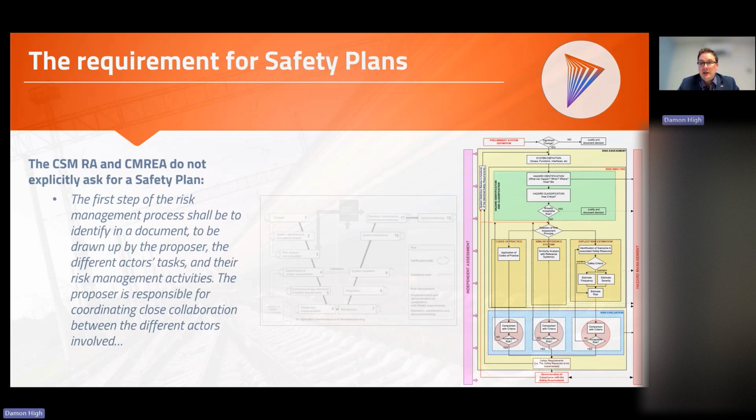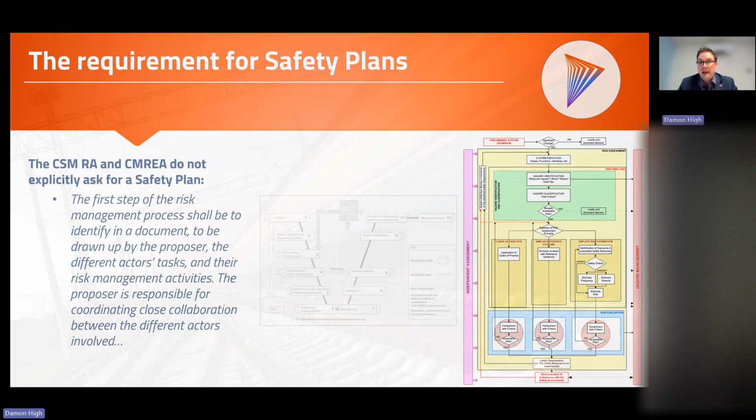So when it comes to CSM, which we use in Europe and in the UK, and also CMREA used in Canada, when it comes to safety plans, that regulation, that standard, actually doesn't specifically and explicitly ask for a safety plan. What they actually say is the first step of the risk management process shall be to identify in a document to be drawn up by the proposer the different actors' tasks and their risk management activities. The proposer is responsible for coordinating close collaboration between the different actors involved. So they don't specifically use the term safety plan, system safety plan, safety assurance plan, engineering safety management plan.